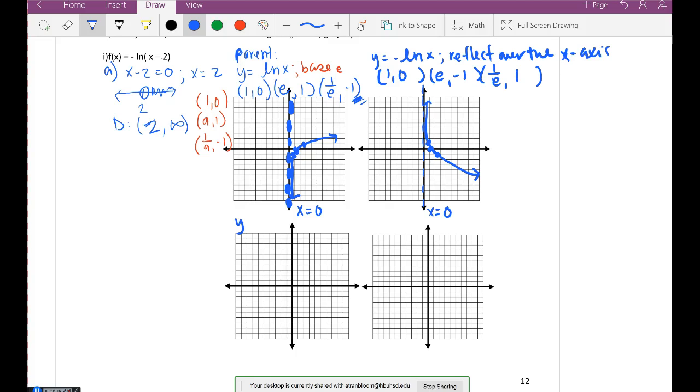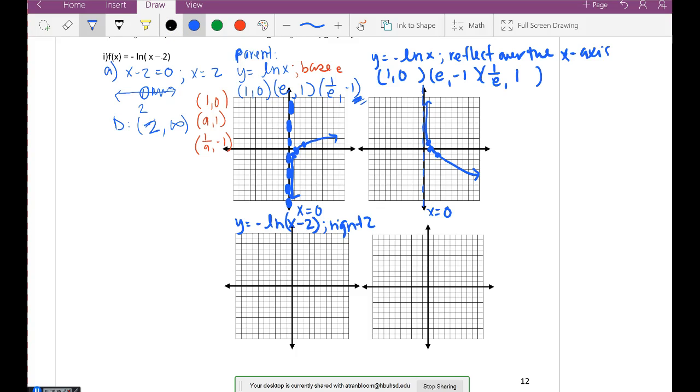Last equation, y equals negative ln of x in quantity minus 2, okay? So the transformation. John, what do you think the transformation is for this? Close, not down 2. Right 2. Why is it right 2 and not down 2? Bishop? It's inside the parentheses. Perfect, okay. Right 2.